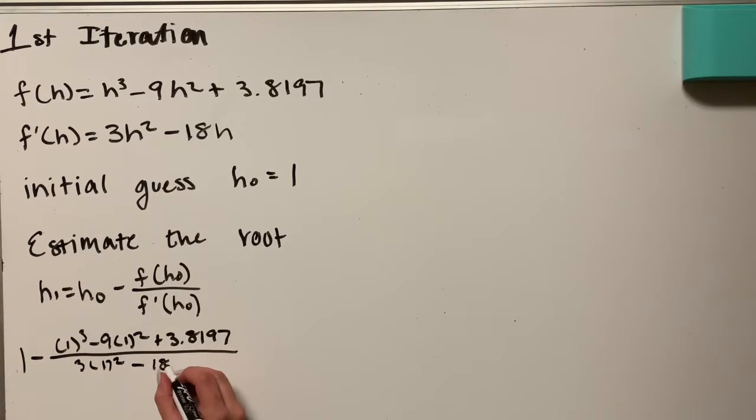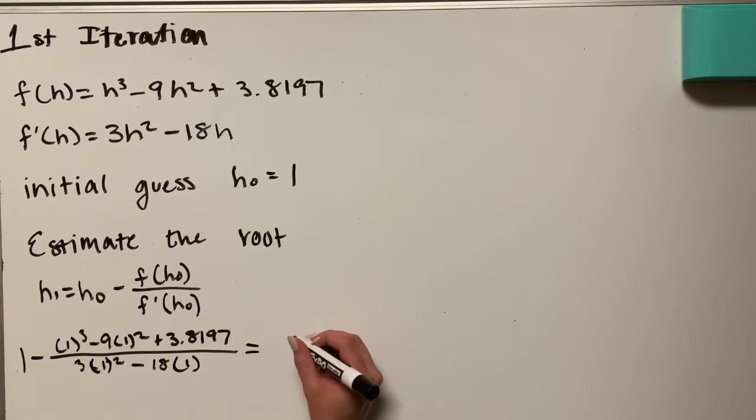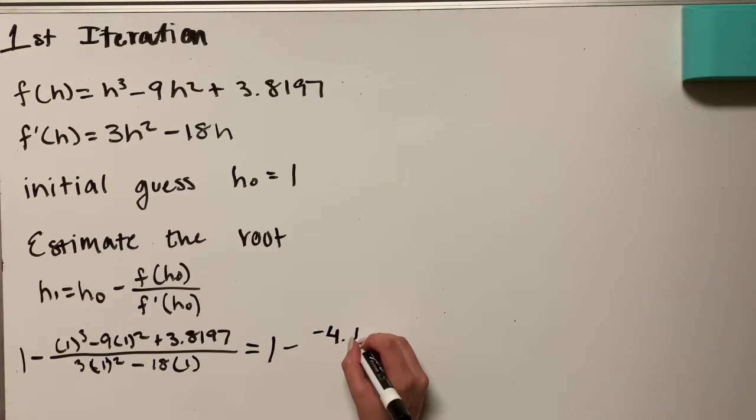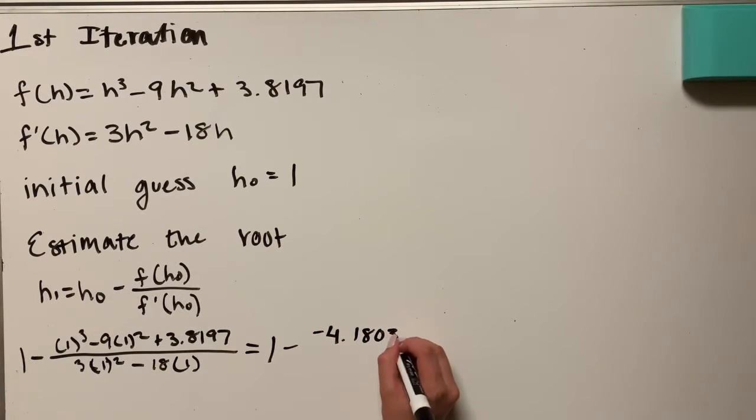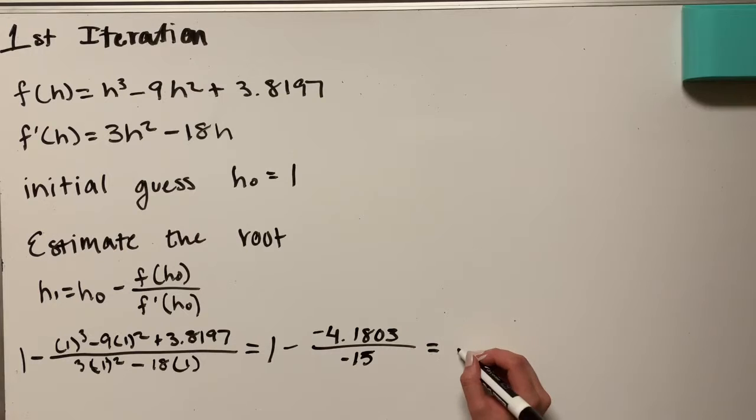Now once you solve this out, you should get 1 minus negative 4.1803 all over negative 15. And once you solve out that last step, you should get 0.72131, which is going to equal your h1, which completes your first iteration.